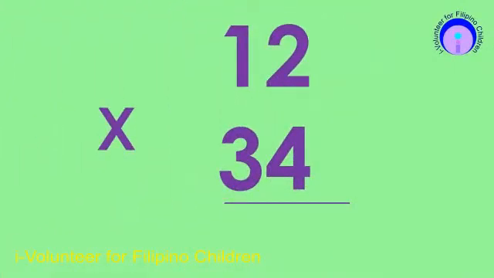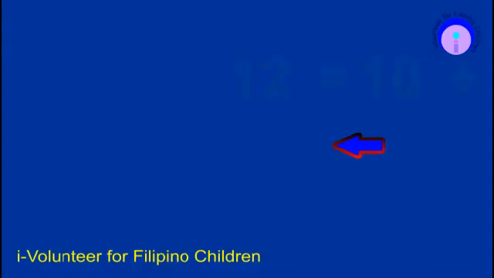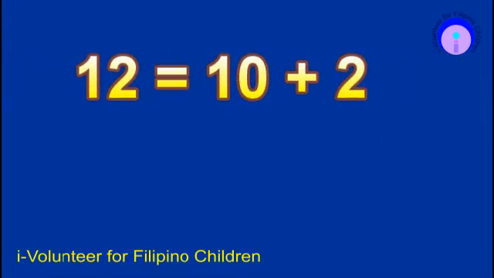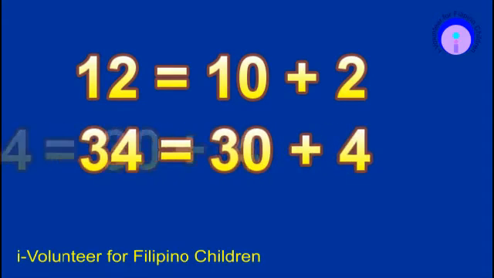We will multiply 12 by 34. The number on top is called the multiplicand, and the number below the multiplicand is the multiplier. The modified version of the ABCD technique need not have the expanded form. All you have to remember are the place values of the multiplicand and the multiplier.